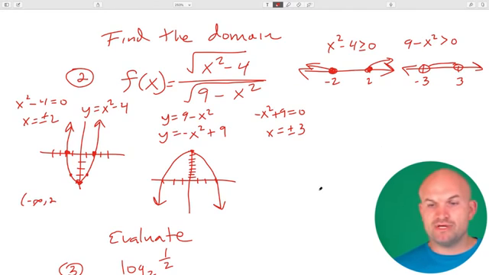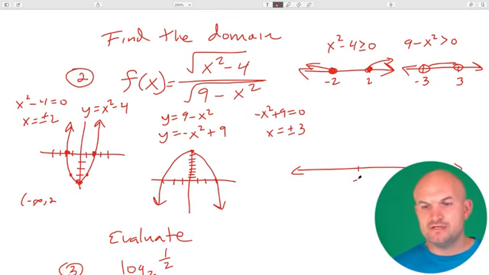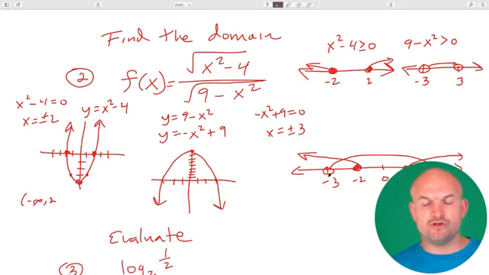So now basically what we're going to do to identify the domain is put these two graphs on top of each other and identify the intersection. So let's have negative 3, negative 2, 0, 2, and 3. So you can see here, we have an open circle, open circle. And again, we're only going to graph where they intersect. So that's going to be between negative 3 and negative 2, and between 2 and 3.